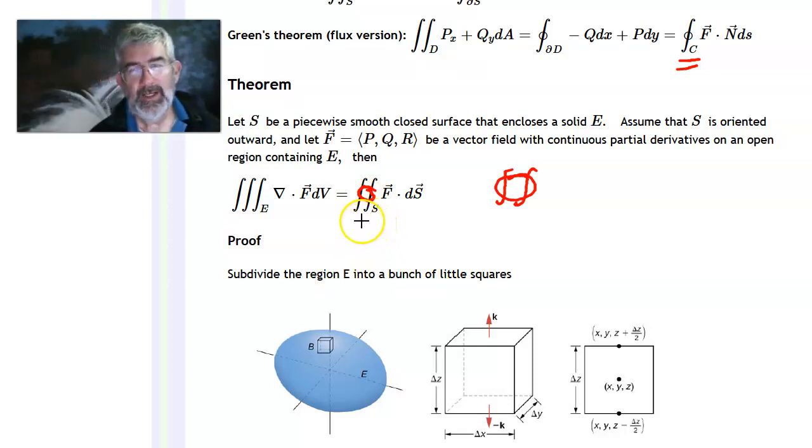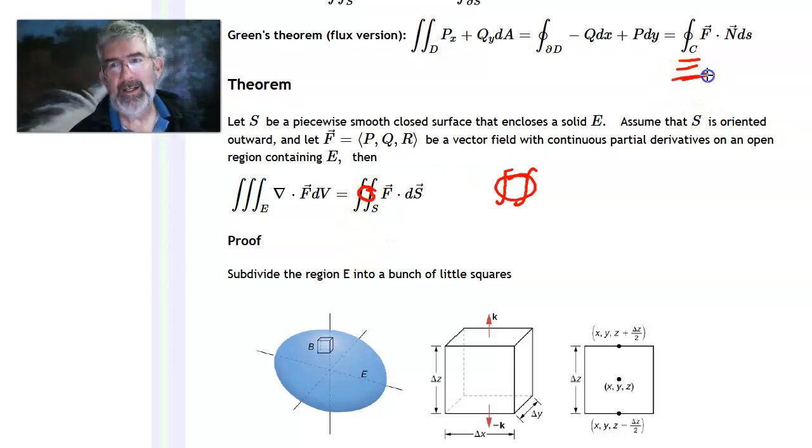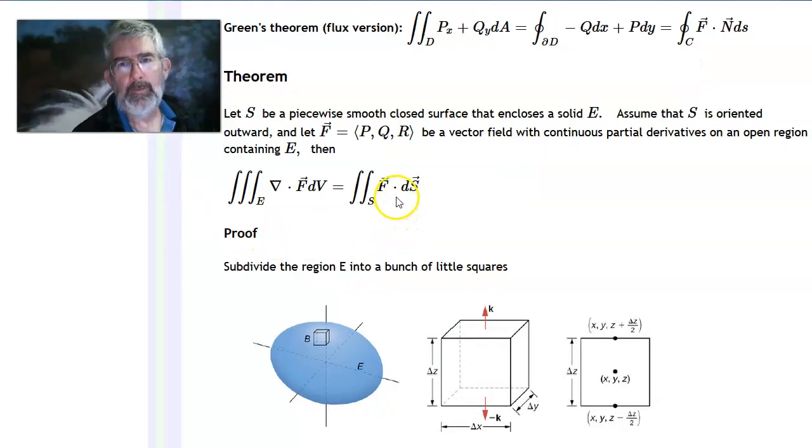So this is like a line integral around a closed curve. This is a surface integral around a closed surface. Okay, now back to the video. Yeah, a dot should be there.